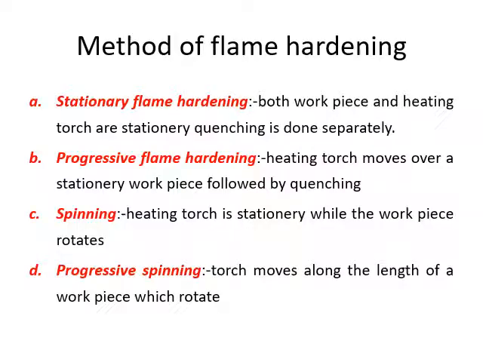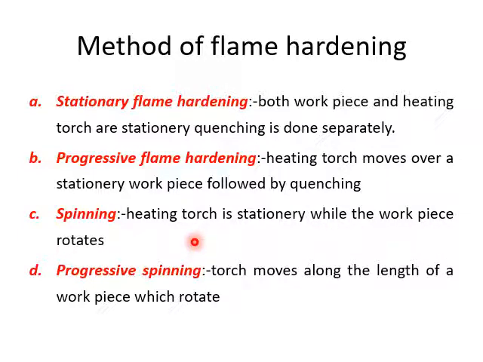Okay. So when we have flame hardening, we have a few categories in this one. One is stationary flame hardening, one is progressive flame hardening, one is spinning, and one is progressive spinning. So what are these things? When we say stationary flame hardening, both the workpiece and the heating torch are stationary. So quenching is done separately. Progressive flame hardening, as the name itself indicates, progressive means the heating torch moves over a stationary workpiece followed by a quenching.